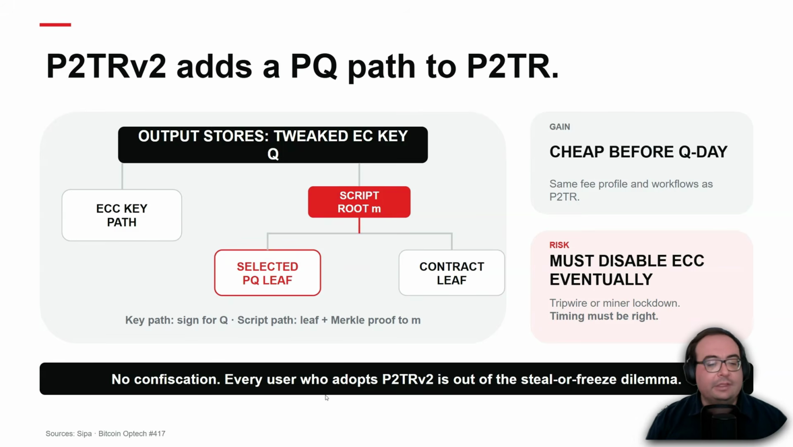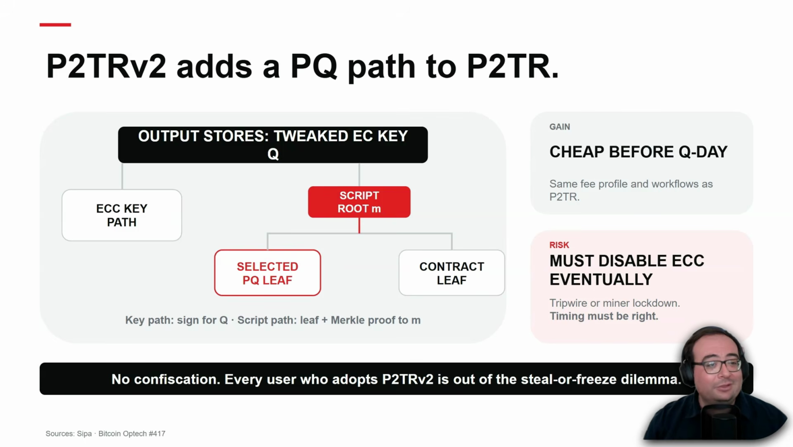And there is the question of confiscation still, but in my opinion, even with P2MR, there is an expectation that at least eventually ECC will be disabled. But that's another question. And what is the risk? Here you really need to disable ECC at some point. And this means that you have to deal with the question of when to disable ECC. So you get rid of the steal or freeze dilemma, the confiscation dilemma, but still you have to do this disabling. And the question is when and how.